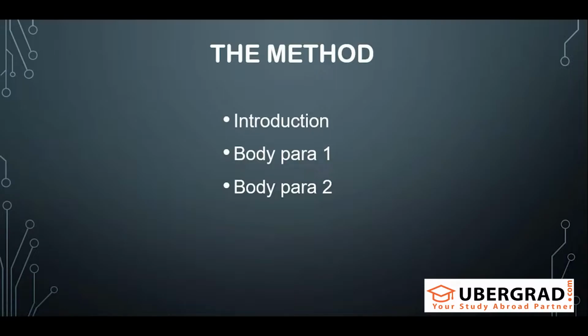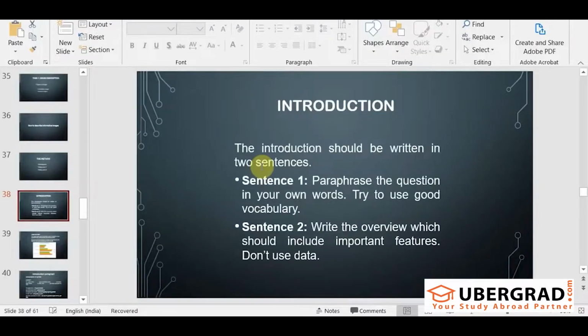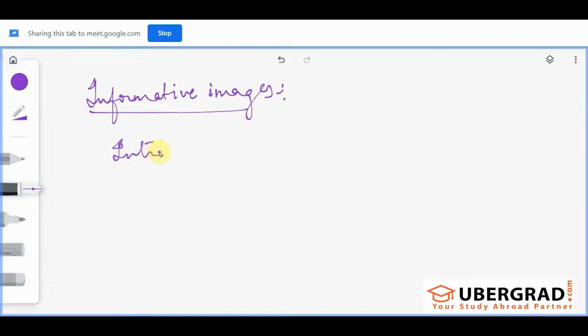So guys, one more thing that I wanted to discuss. There is a fault with this structure that we are discussing over here. I'll tell you what the thing is. The overview has to be a separate paragraph. The structure that your task 1 will follow will be something like this. For the graphs and charts, for informative images, not for diagrams, there is no conclusion. So the first paragraph is known as introduction.